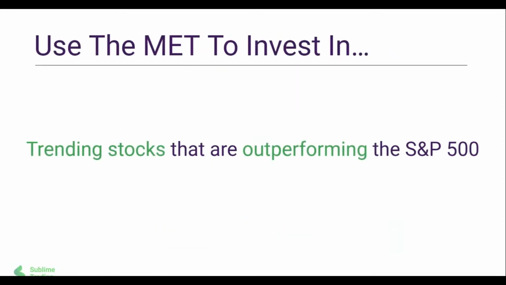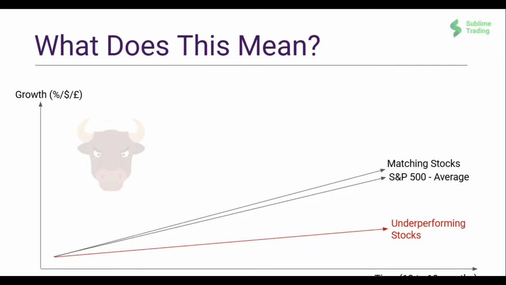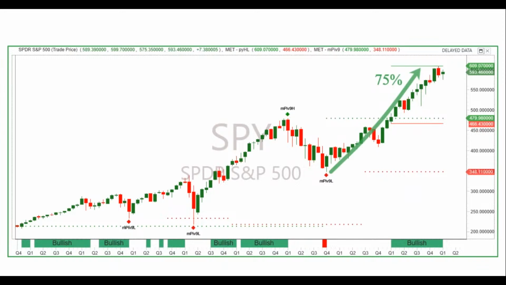So what we want to do is use the MET to invest in trending stocks that are outperforming the S&P 500. Now, what does that mean? So the S&P 500 is an average. Some stocks match the average, some stocks underperform the average, other stocks outperform the average. It's these stocks that we want to use MetaStock to find, and then the MET to be able to analyze and add into your portfolio.